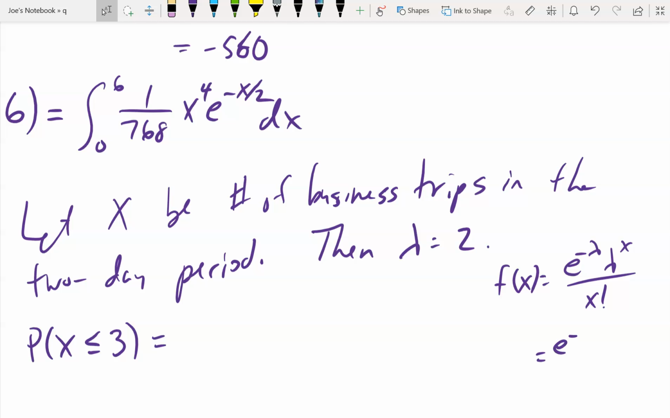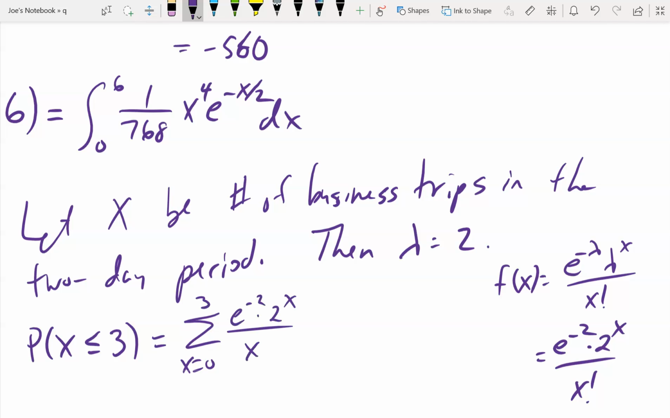In this case, it would be e to the minus 2, 2 to the x over x factorial, right? So you could write the sum, x equals 0 to 3 of e to the minus 2, 2 to the x over x factorial. If you're doing it by hand, you would need to write it out and do each piece. You could do a sum command in your calculator, or if I can get this to recognize the pen after I'm done again, we can use Excel.